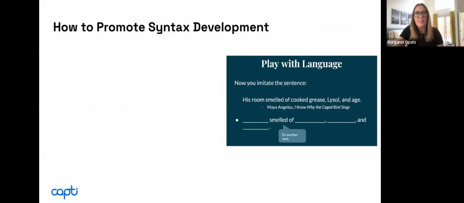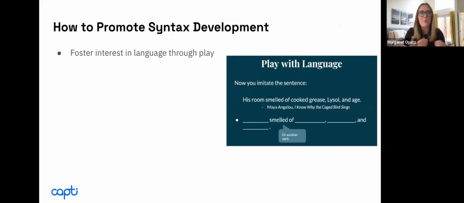The first way is we can play with language, and really fostering an interest in language through this play is so helpful in terms of helping students to lower their affective filter that says, "Ooh, I don't want to try because I might be wrong." So we want to create this environment where we can play with language.